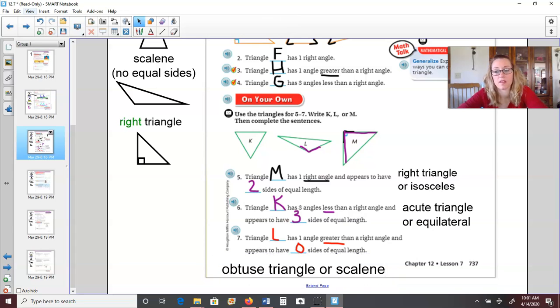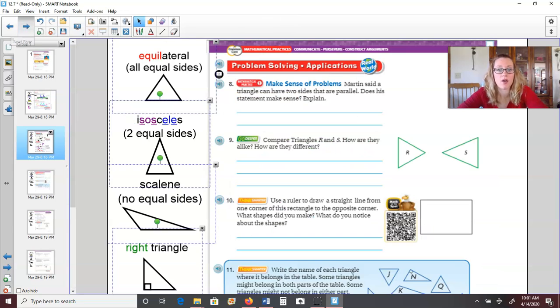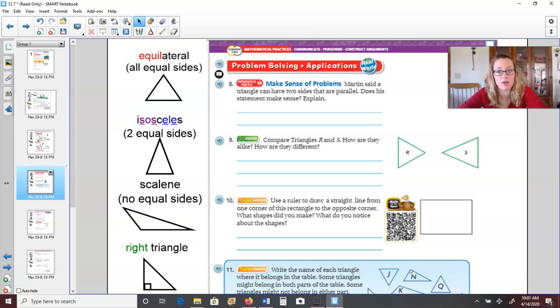Okay? All right. Over to our problem-solving page here, and I have the triangles over on the left-hand side just as a reminder throughout the lesson about those new terms that I was teaching. But let's take a look at number 8, making sense of the problem. Martin said a triangle can have 2 sides that are parallel. Does his statement make sense? So what Martin is saying, a triangle can have 2 sides that are parallel.